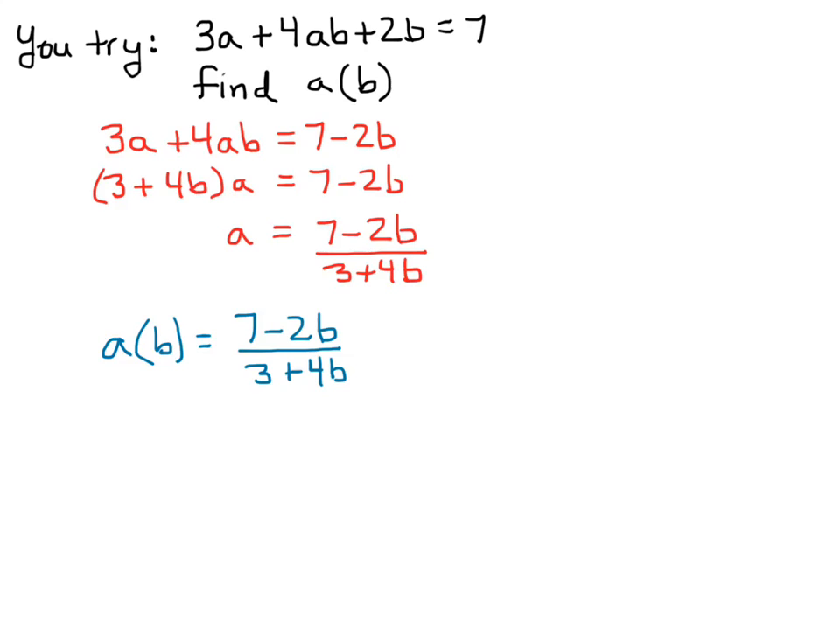And then I'm going to divide both sides by the 3 plus 4b, and I get a equals (7 minus 2b) over (3 plus 4b). And so I can declare a is now a function of b, where a of b equals (7 minus 2b) over (3 plus 4b). So you're going to be doing this a little bit, trying to solve for these things.